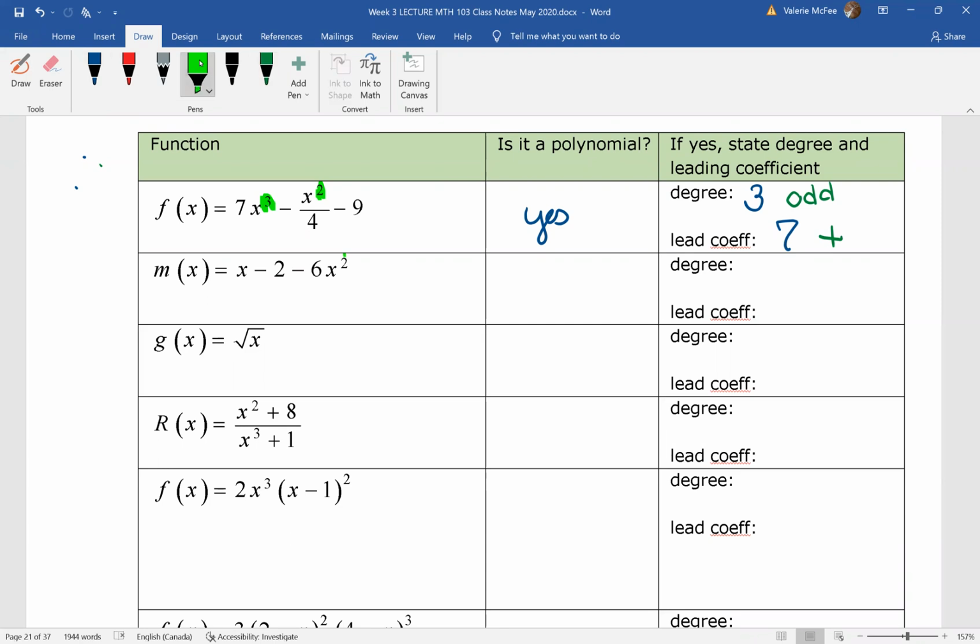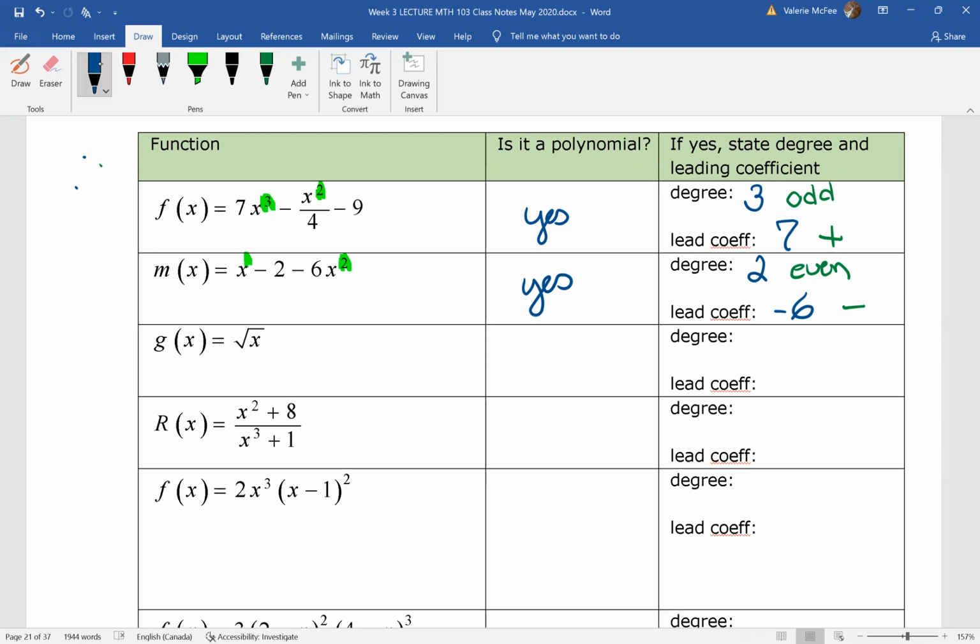Yes, it is. All of the exponents on x are positive integers, and there's no multiplication or division of x. It is a sum and difference of terms. Find the degree and the leading coefficient. The degree is 2. The leading coefficient is -6. The degree is even, and the leading coefficient is negative.